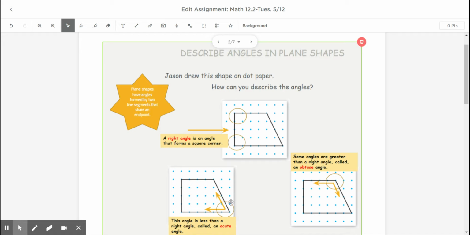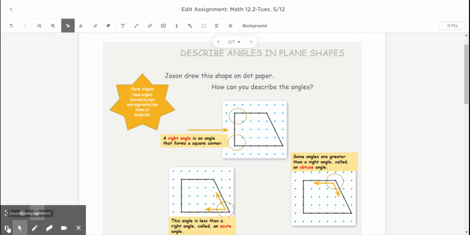So again, if we wanted to use the corner of a piece of paper, if we put it by the acute angle, we would be actually hiding that angle because it would be smaller than the right angle of our paper. If we put a piece of paper on the corner of this obtuse angle, we could see that it is larger than the corner of our piece of paper, so it would be called an obtuse angle.